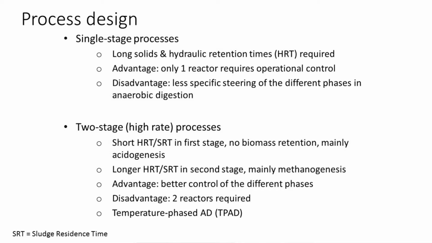So the alternative is a two-stage process, in which I first have a shorter, quite intensive process, in which I aim at hydrolyzing and fermenting. So I can work at a somewhat lower pH, high temperature typically. And then I generate a stream containing these fatty acids, and that goes in the second reactor where I produce the methane. So this second one is dominated by the methanogens. And by doing that, I can, of course, optimize the conditions for the two different processes. But I need more control, and I need to build two reactors.